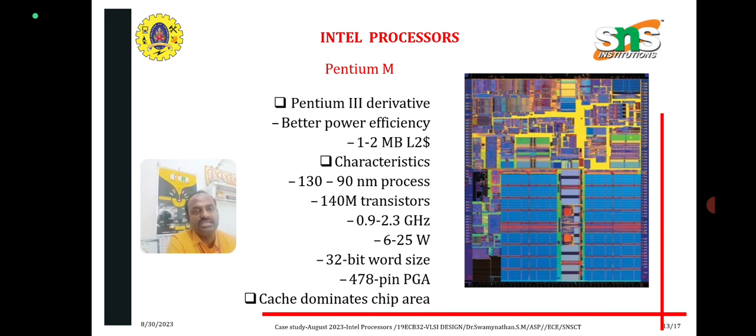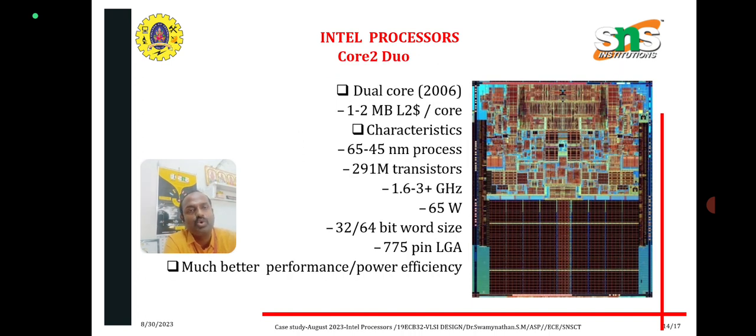So here the cache dominates the chip area. So already I told the 3 parameters, speed, area, power, are considered as the VLSI design parameters. Next, Core 2 Duo. We are using the Core 2 Duo as a dual core processor in 2006. The characteristics will be 65 to 45 nanometer process, and the transistor count will be 291 million transistors, and the clock frequency is 1.6 to 3 GHz, and the power will be 65 watts. The word size will be 32 or 64. The pin count is 775, so it is much better in performance and power efficiency.